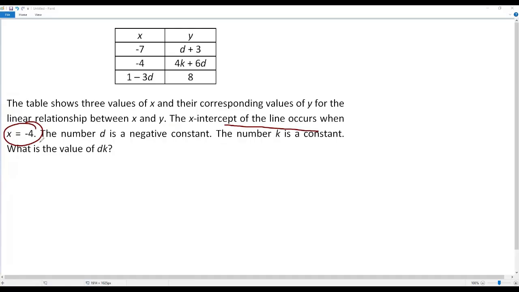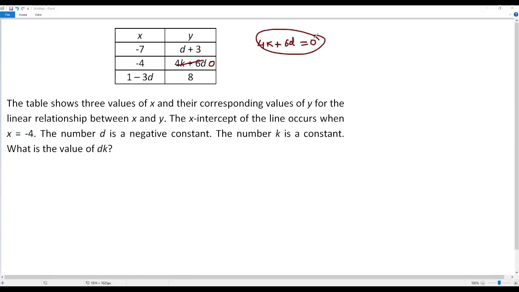We know that at the x-intercept of any line, the y coordinate is 0. And we have this value -4 for x over here. So when x equals -4, y must be 0 because we have the x-intercept at x equals -4. So instead of this 4k + 6d, we can consider 0 over here. So there is 4k + 6d equals 0.